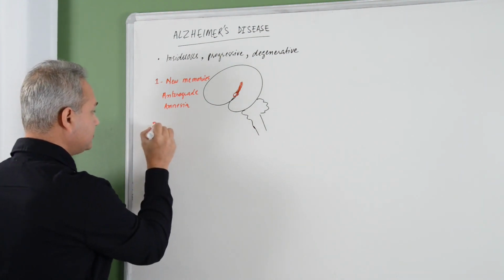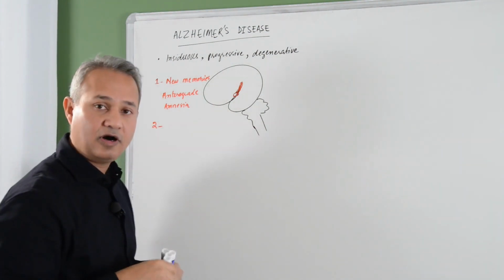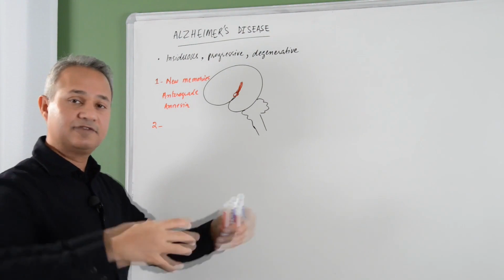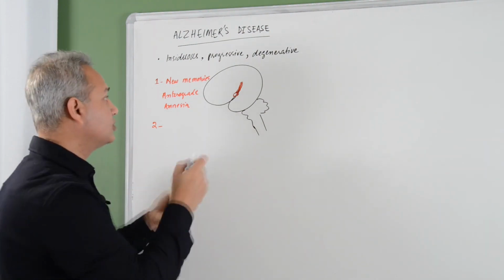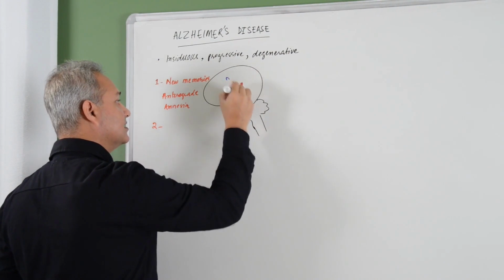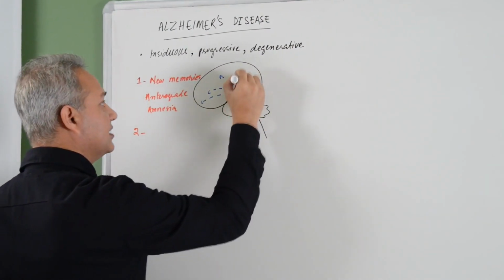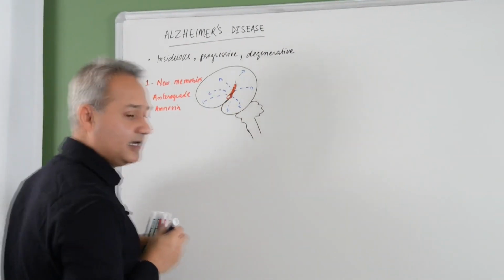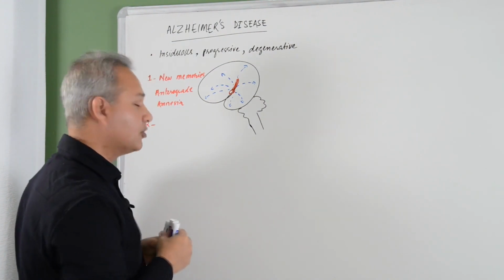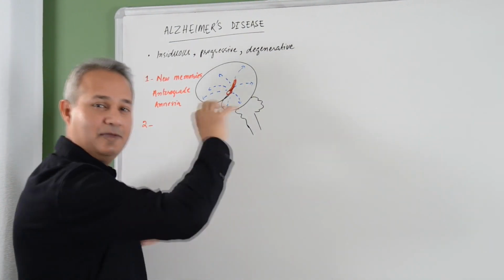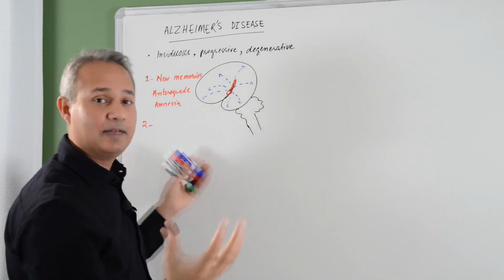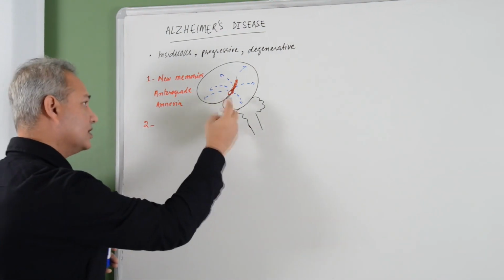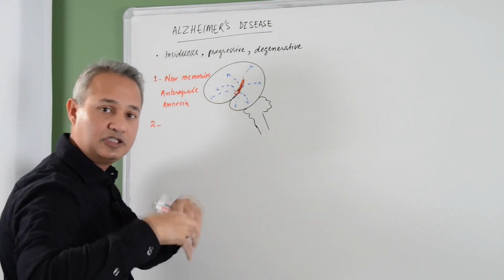Number two, the progress of the Alzheimer's is called centrifugal, from center outward. The progress is centrifugal, so that means it goes like this, progressively. Now if you were a PhD student, I would say that neurofibrillary tangles move out in centrifugal, and senile plaques move in as centripetal. But that's not important here. This is important, that the disease progresses in a centrifugal way.